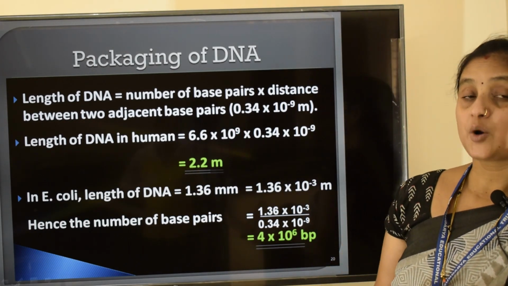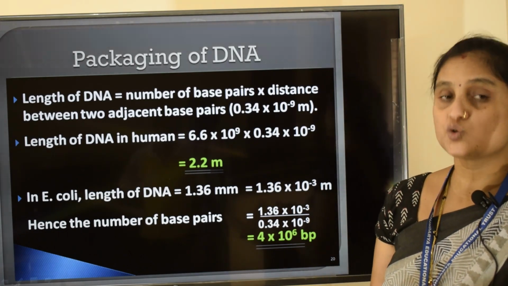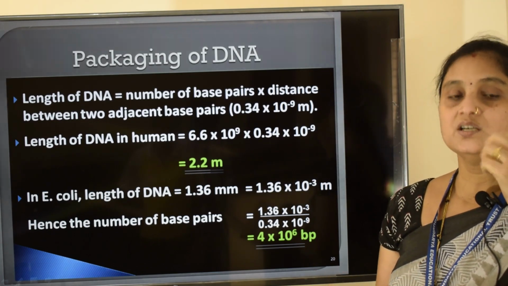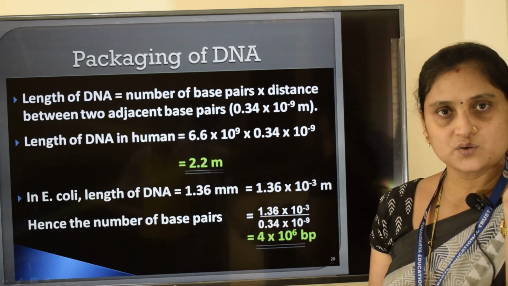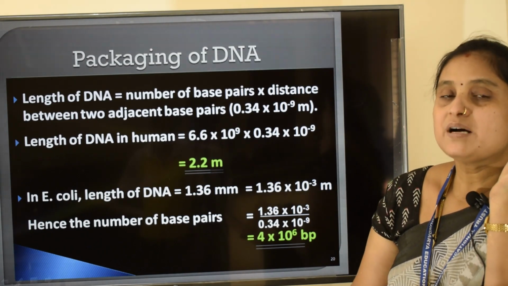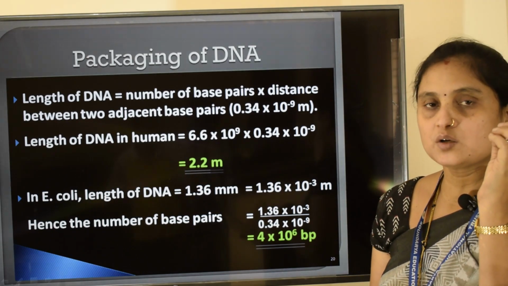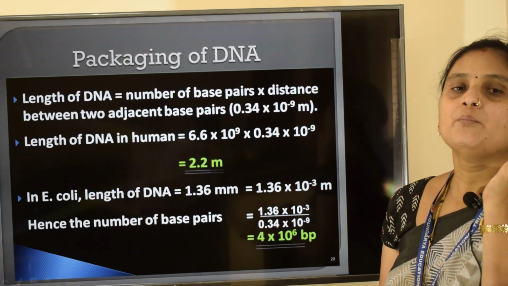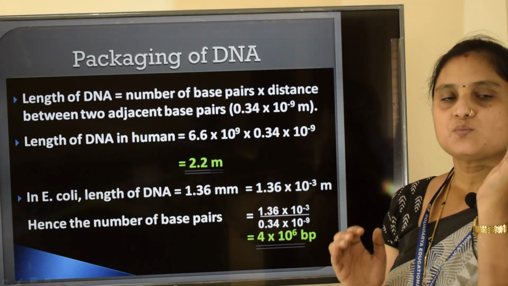So here the question arises: how is such a long DNA, 2.2 meters, enclosed within such a small nucleus? The dimension of the nucleus in a eukaryotic cell is 6 micrometers. So there must be certain special mechanisms involved to pack such a long polynucleotide chain, that is DNA, to reside in such a small nucleus.